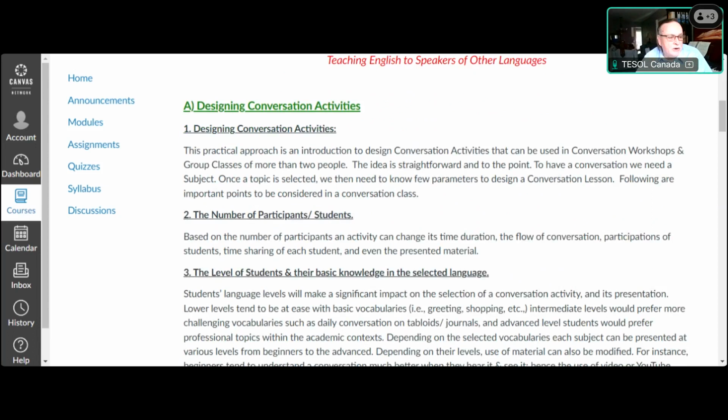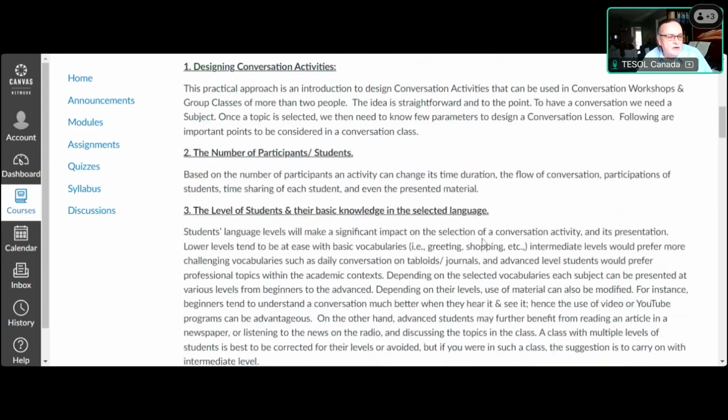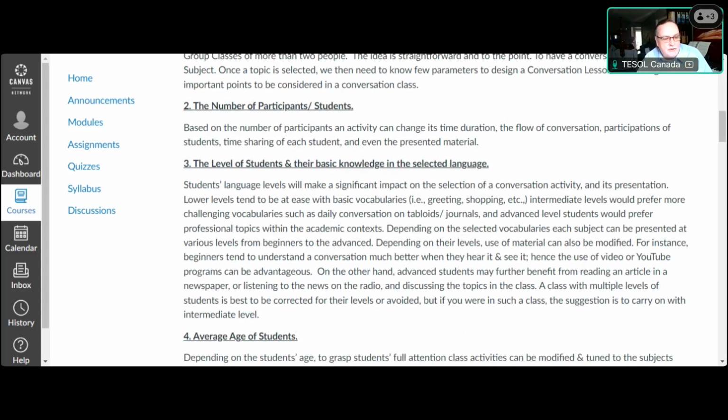So this is a practical approach to the introduction to designing these. And the point of all of this information is to help you to put together conversation activity lesson plans that you could use with students. So you're asked to list the number of students, the level of the students and their basic knowledge in the selected language.